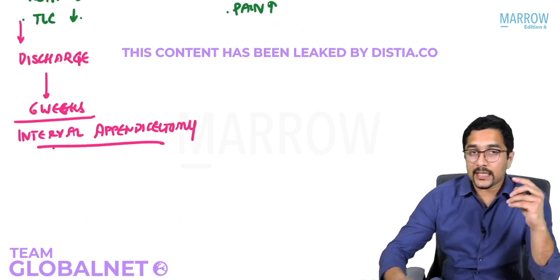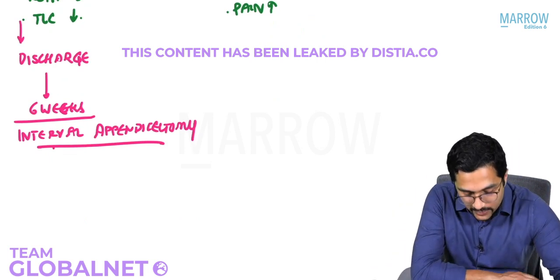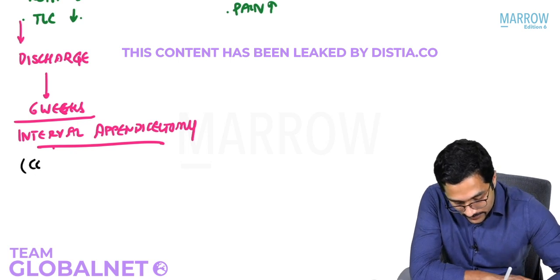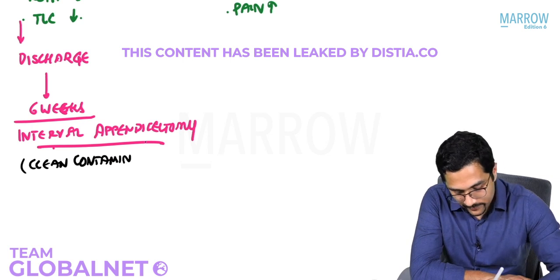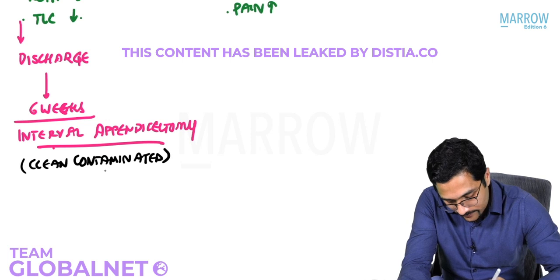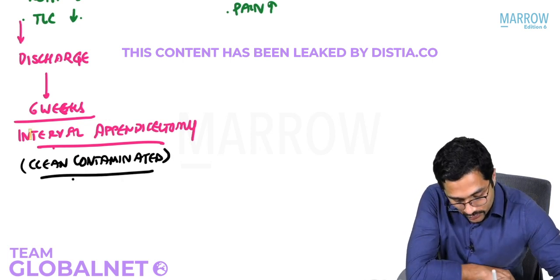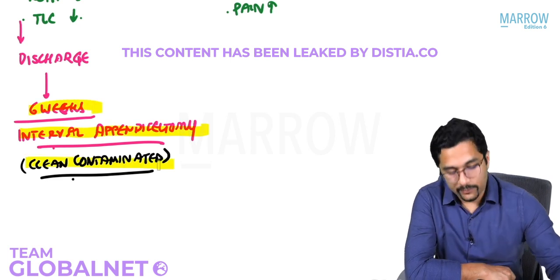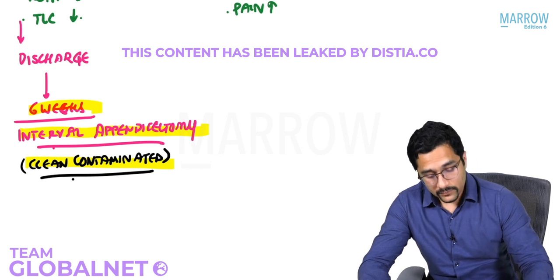And we have discussed in the module on types of wounds or types of surgeries that interval appendicectomy is a clean contaminated procedure, whereas an acute appendicectomy, when there is appendicitis, is a contaminated procedure. This is a clean contaminated procedure. So this you should know. If the patient improves, call the patient after 6 weeks and do an interval appendicectomy.